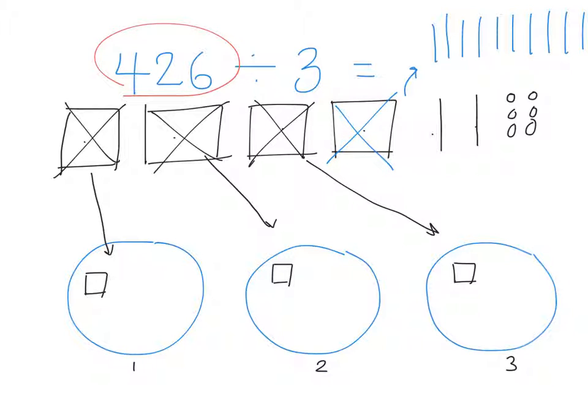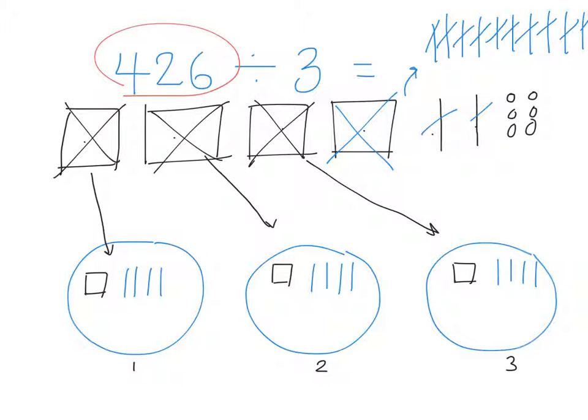Zara? 4. So I could put 1, 2, 3, 4 into this one. 1, 2, 3, 4. I could put 1, 2, 3, 4 into this one. 1, 2, 3, 4. And I could put 1, 2, 3, 4 into the third circle, right? I shared those 10 rods equally amongst the 3 circles, and so did you in your math notebook as you were following along. Very good.